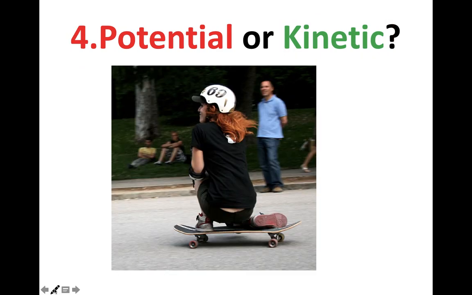A person on a skateboard is an example of, it's actually both. Because the person is moving, so they have kinetic energy, but they're also at some height above the ground and falling downward, so they have potential energy because they have the ability to speed up and fall faster.